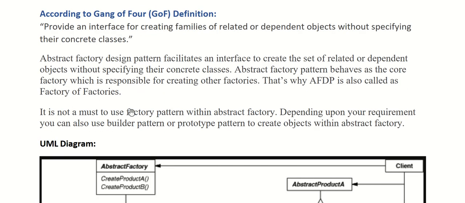So the abstract factory design pattern facilitates an interface to create a set of related or dependent objects without specifying their concrete classes. The abstract factory pattern behaves as the core factory, which is responsible for creating other factories. Sometimes the abstract factory pattern is called a factory of factories, basically. That's why they say AFDP, the abstract factory design pattern, is also called a factory of factories.